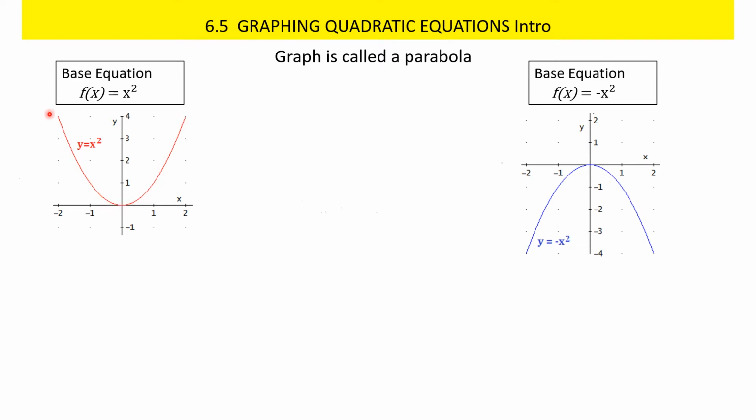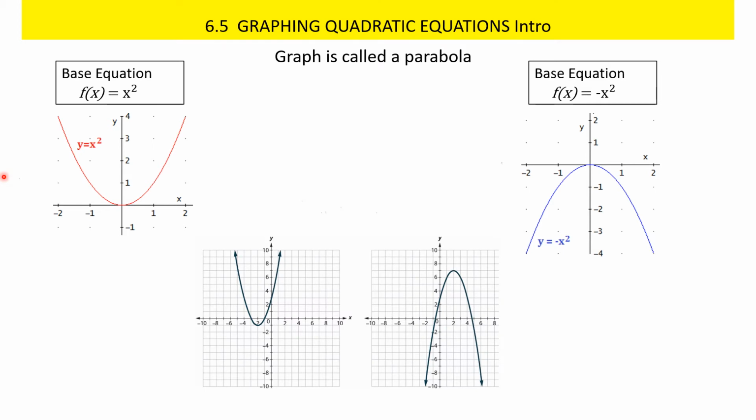sides are symmetrical. Over here we have what's called a base equation, f of x equals negative x squared. The negative symbol is what's different. And notice we start here at the origin and we draw both sides being symmetrical, but now they are along the negative area in the y-axis.